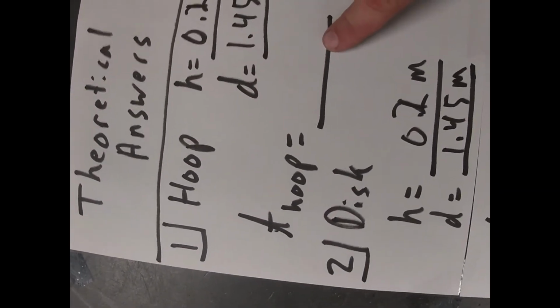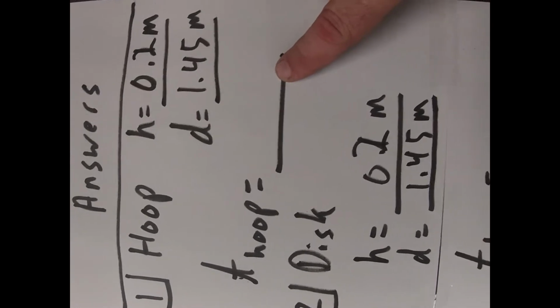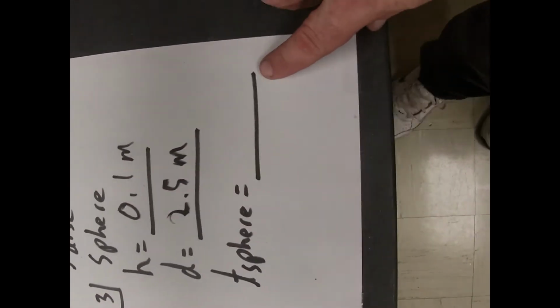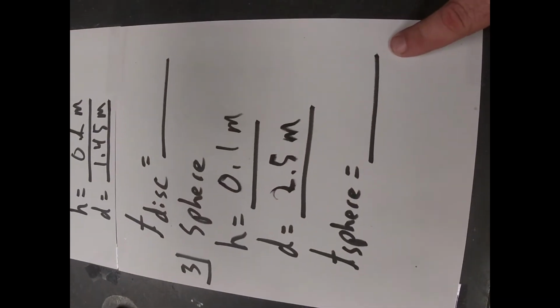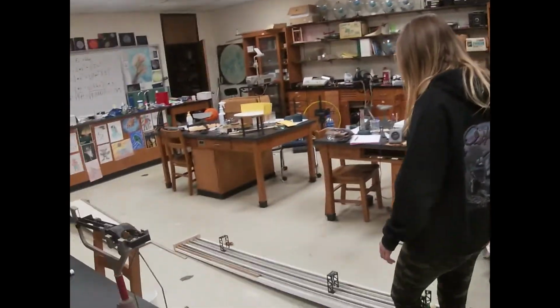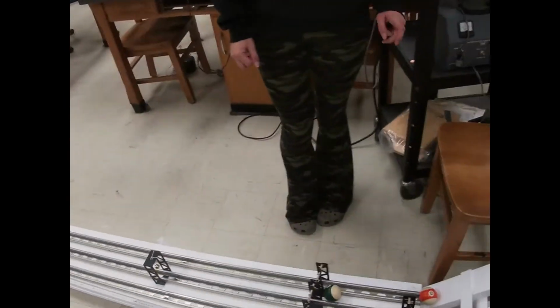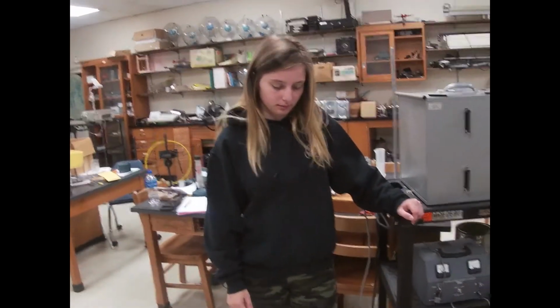You should be able to find the time that it takes for the hoop to go down the incline, the time that it takes for the disc to go down the incline, and then the time that it takes for the sphere to go down the incline. These will all be theoretical answers, and these are all ignoring friction. We'll be right back at you.